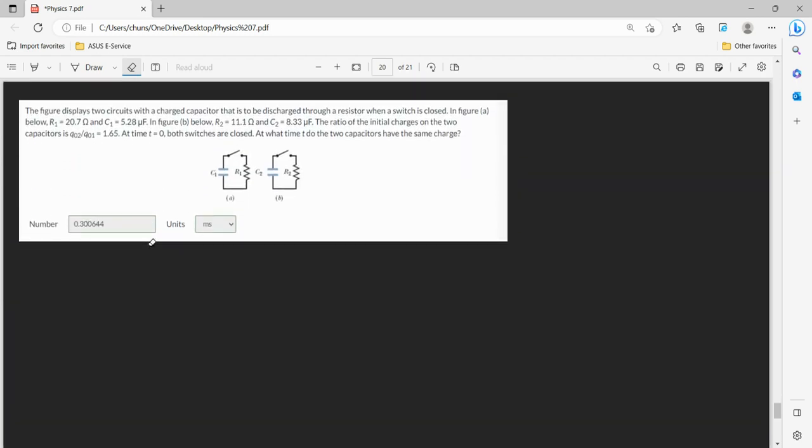In our third question, we have two circuits with a charged capacitor that is to be discharged through a resistor when the switch is closed. In figure A, we are given our resistance and capacitance values, and we are given the resistance and capacitance for the second circuit as well. So this is an RC circuit, so we're going to use this equation Q equals Q naught times e to the power of negative t over RC.